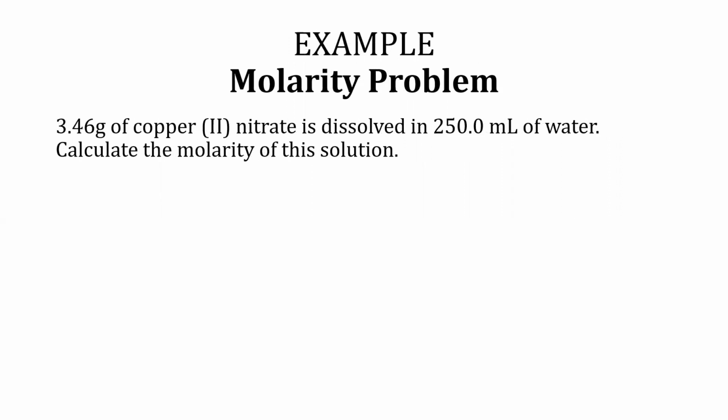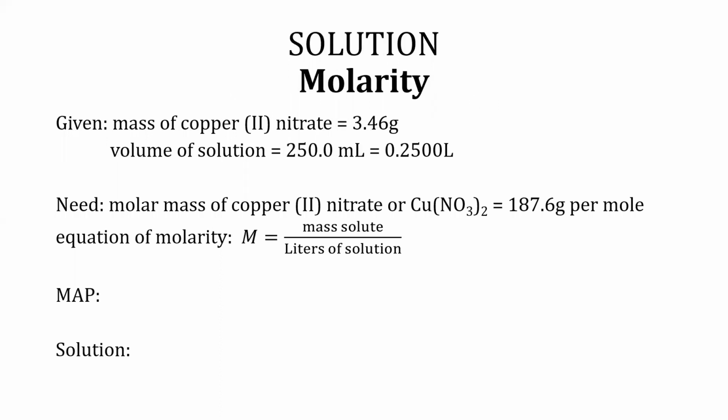3.46 grams of copper(II) nitrate is dissolved in 250 mL of water. Calculate the molarity of this solution. It is given that the mass of copper(II) nitrate is 3.46 grams and the volume of the solution is 250.0 mL, which is equivalent to 0.2500 liters.